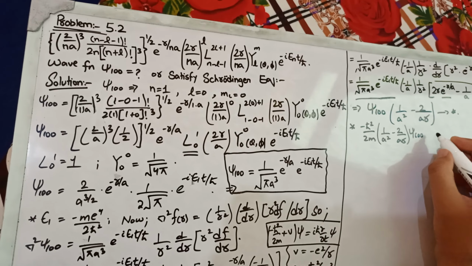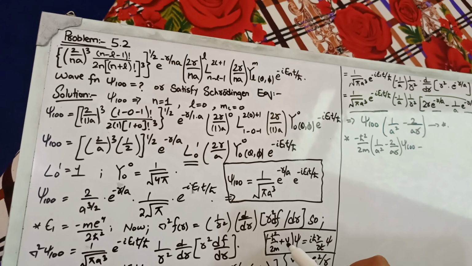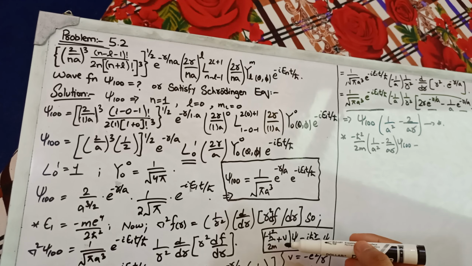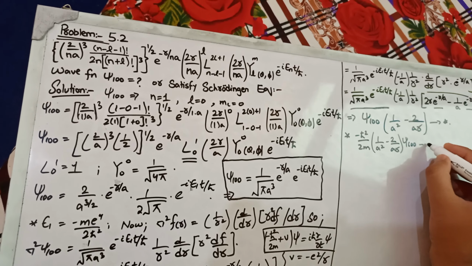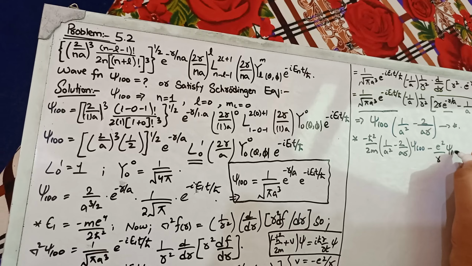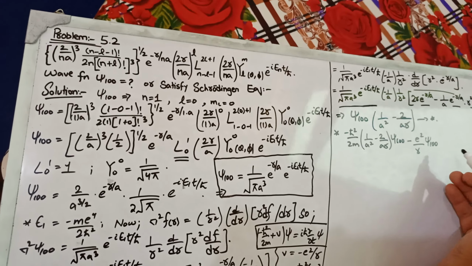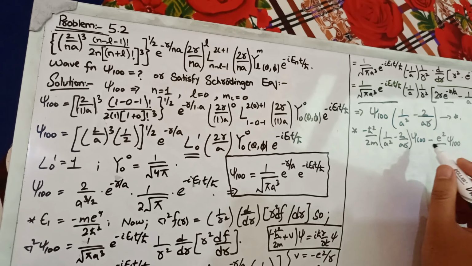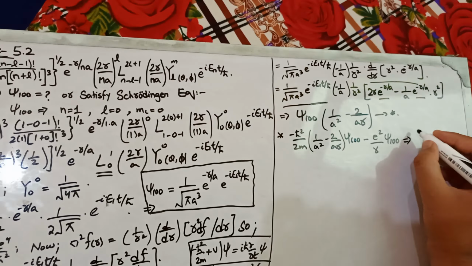Again, minus this, you can see. Okay, V multiplies, so the V value is this, so it becomes minus e square by r psi 100, because V is also multiplied by psi. So it reduces, just multiply, and you will get the final relation: minus h cut square by 2ma square psi 100 plus 2 h cut square by 2mar, just multiply psi 100, minus e square by r, here is also psi 100, multiply. Understood?